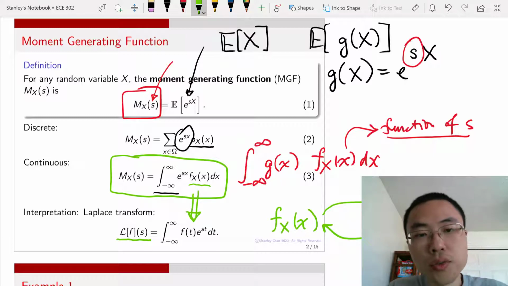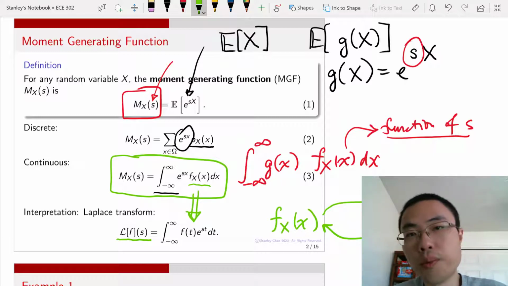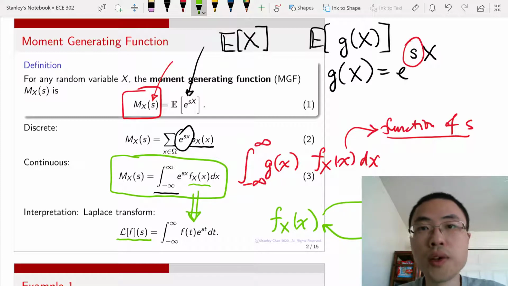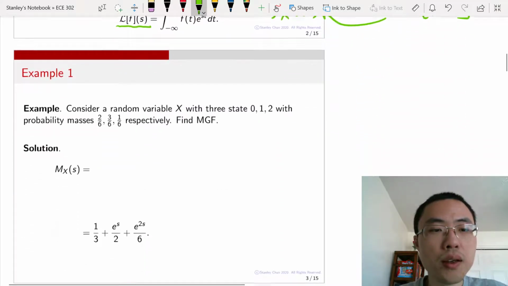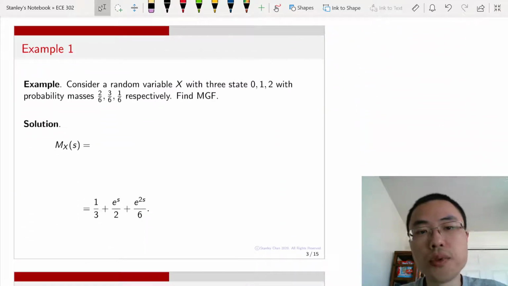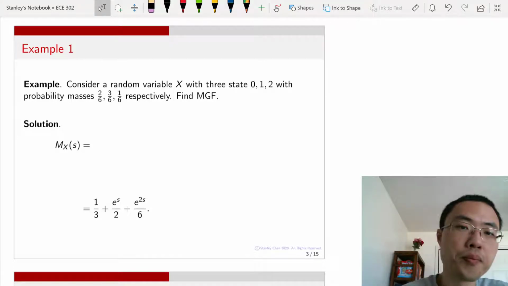So since you're talking about the transformation, then of course the forward process is the Laplace transform. The inverse process is the inverse Laplace transform. Let us look at a few examples and try to understand how we calculate the moment generating function of a given random variable x.